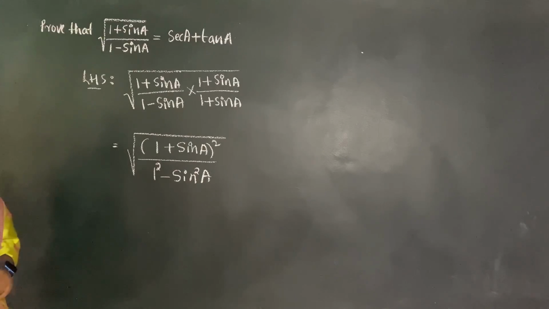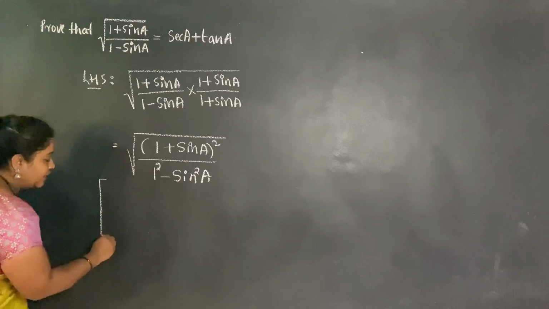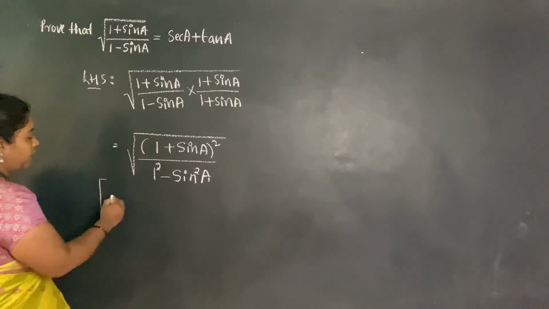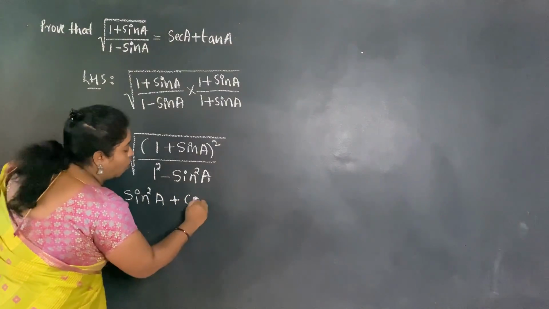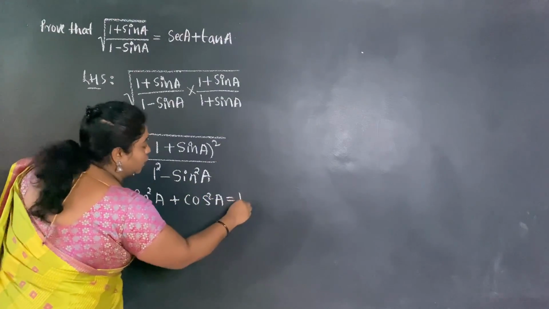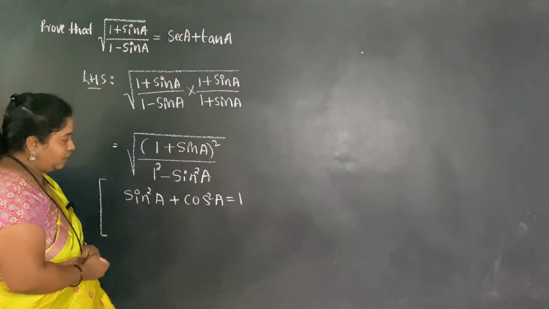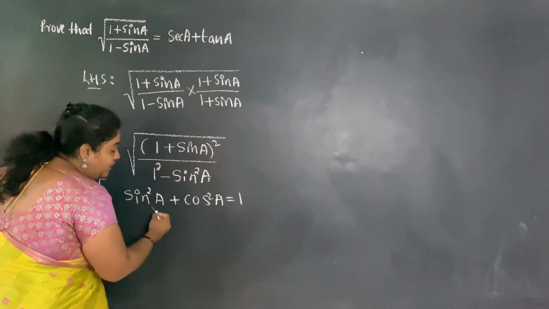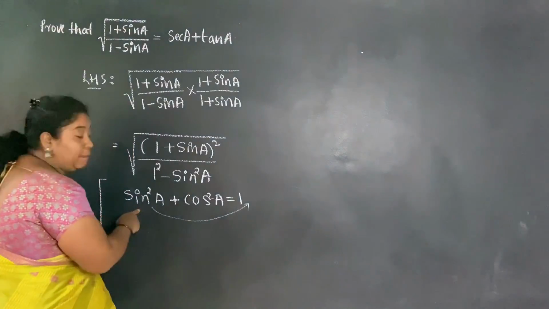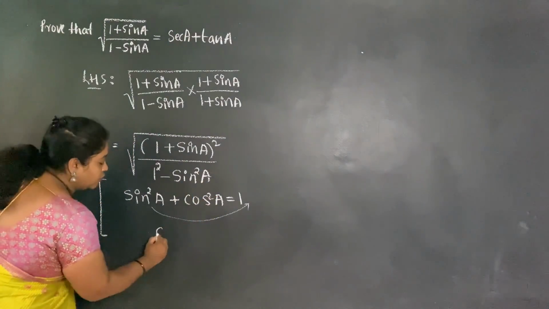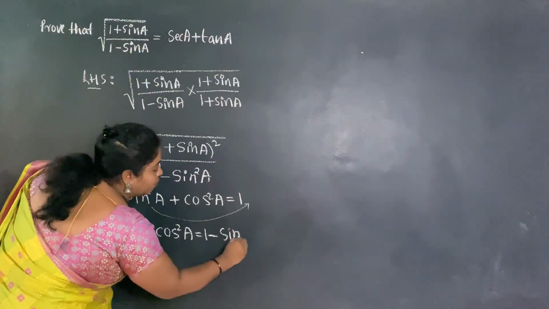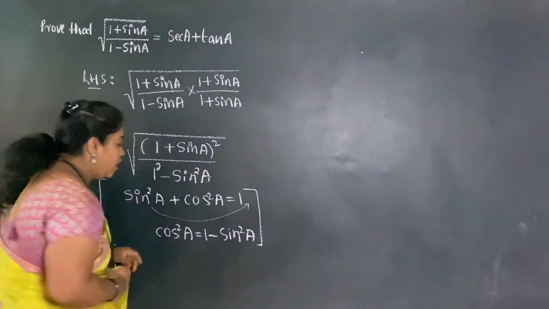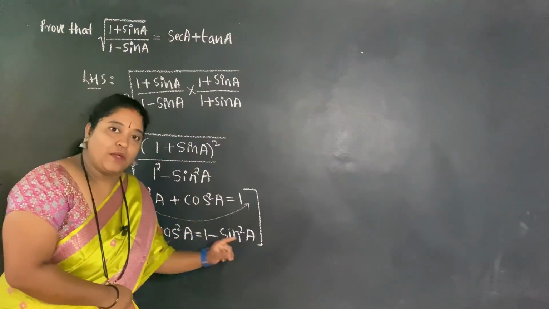And now you have to remember the trigonometric identity here. What is the trigonometric identity you need to remember? You need to remember sine square A plus cos square A is equal to 1. This is the first trigonometric identity we have. Now, if I send sine to this side, plus sign will become minus sign. So we'll be having cos square A is equal to 1 minus sine square A.